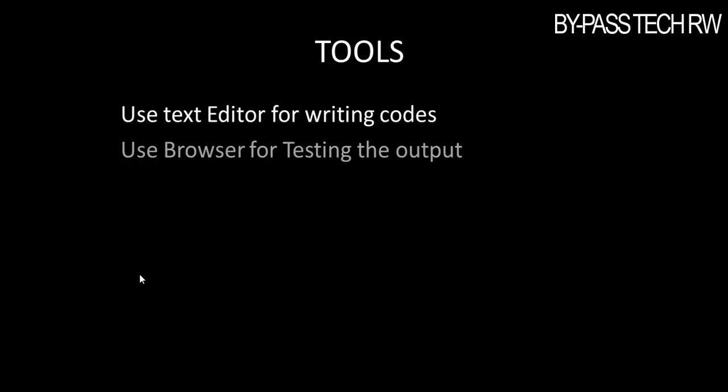You can make your own web page by using the following tools. You can use a text editor for writing code, like Sublime Text, Notepad++, and VS Code. You can use whichever you want. If you want one of them, you can download it on the internet. Second, you can use a browser for testing the output. You can test your written code by using the browser.